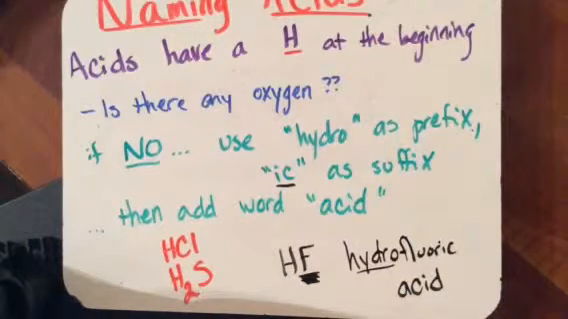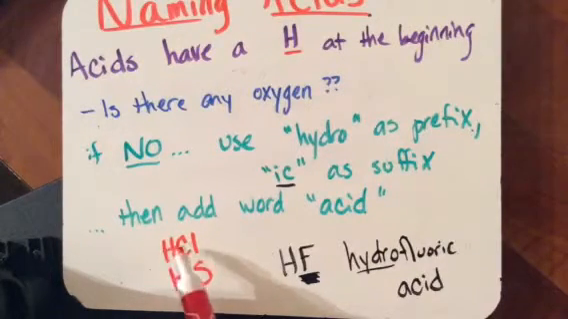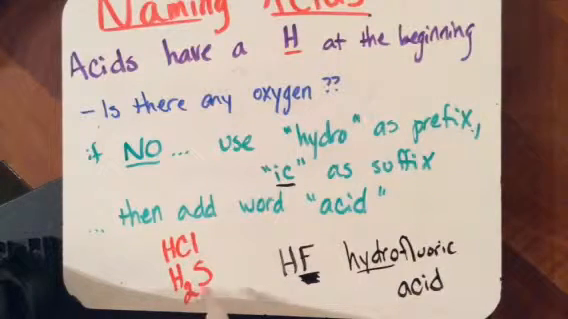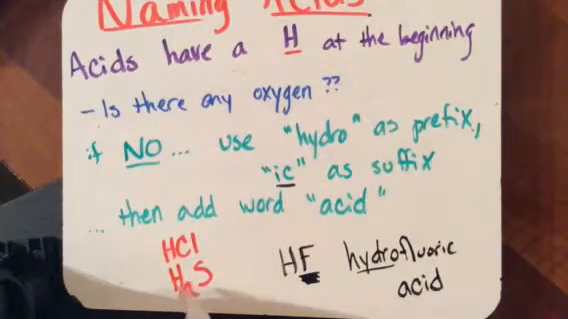H2S. Now, this one is a little bit different because here you've got two hydrogens. Keep in mind that this compound has to be neutral. So chlorine has a -1 charge, hydrogen has a +1 charge, it's neutral. However, here we have sulfur, which has a -2 charge. Therefore, we need two hydrogens to balance that out. Still, we're looking at this, there's no oxygens, so we're going to call this hydrosulfuric acid.